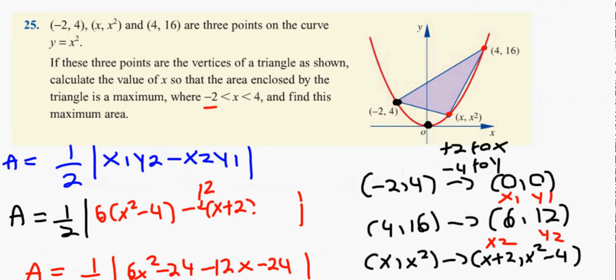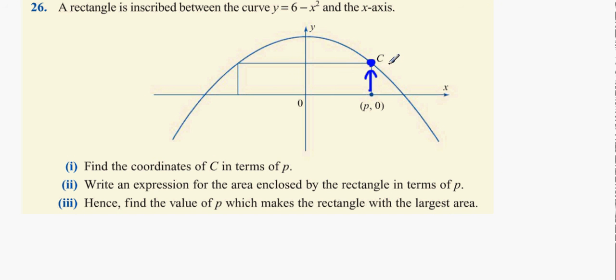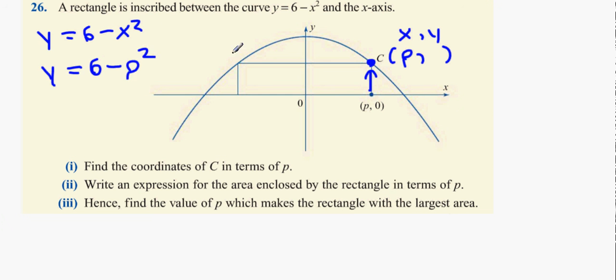Okay, so that will bring me on to question 26. A rectangle is inscribed between the curve y equals 6 minus x squared and the x-axis. Find the coordinates of C in terms of P. Well, it goes directly up, and directly up means that the x value of C must also be P. Now we just have to find out the y value. So y equals 6 minus x squared for any point on this curve here. If I put in the x value, I can get the y value. My x value is P, so y equals 6 minus P squared. So the answer is (P, 6 minus P squared).